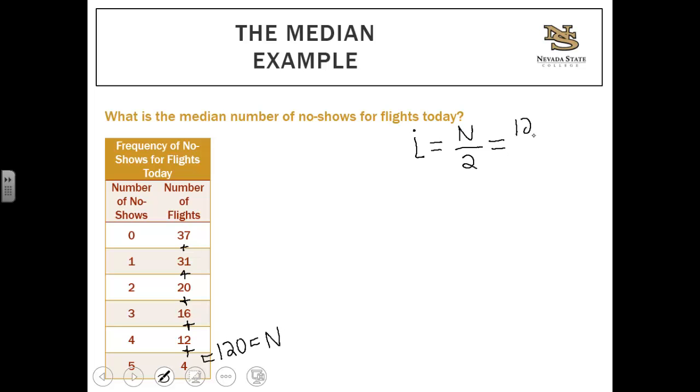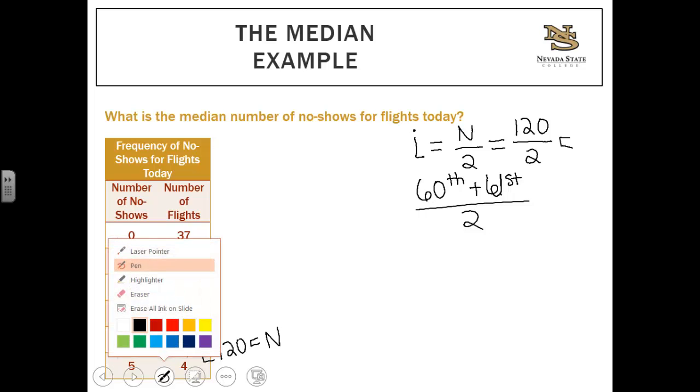So 120 divided by 2 gives us an integer, 60. We have an even number of scores, so we have two midpoints. The first midpoint is the 60th score. The second midpoint is the 61st score. And then we're going to average those two scores by dividing their sum by 2.